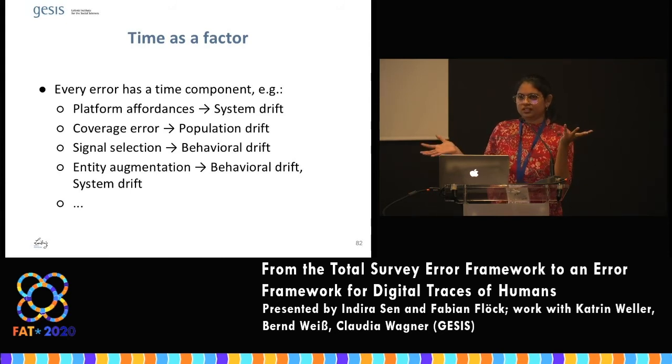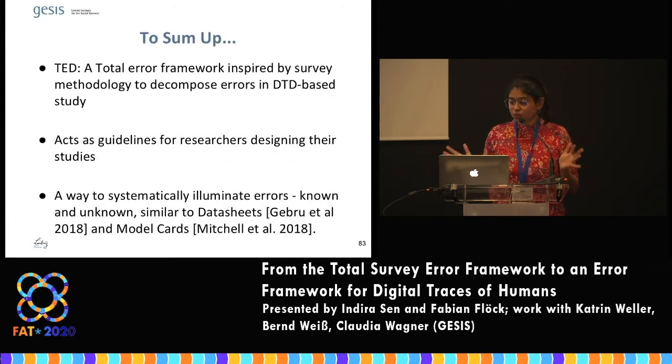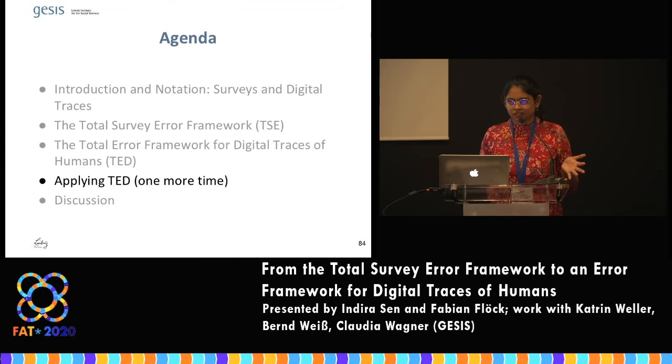The next step would be to apply the error framework to another case study that has usually been studied using surveys, but perhaps before we go to that, we can have some time for a few questions.